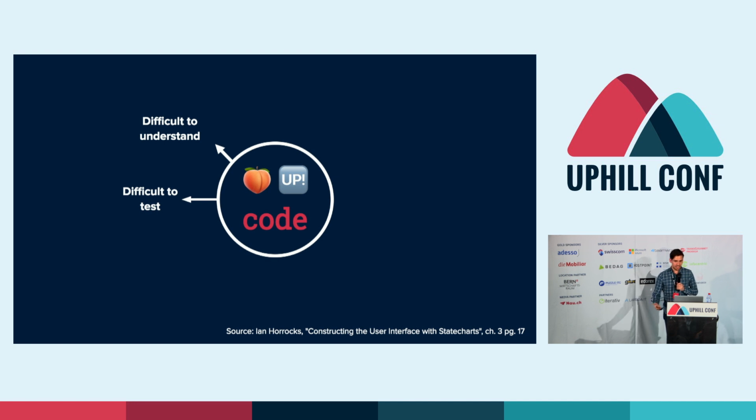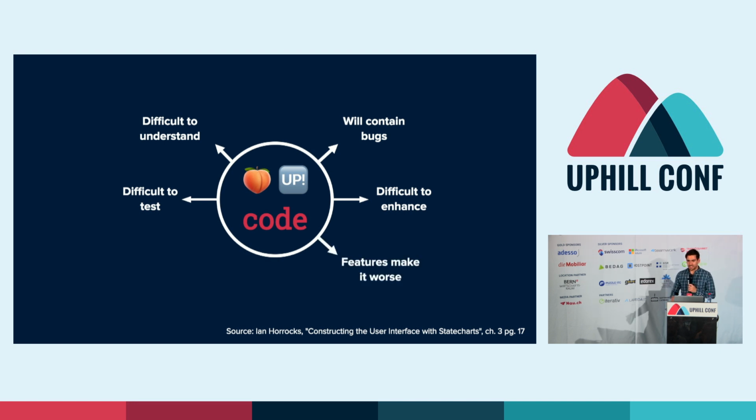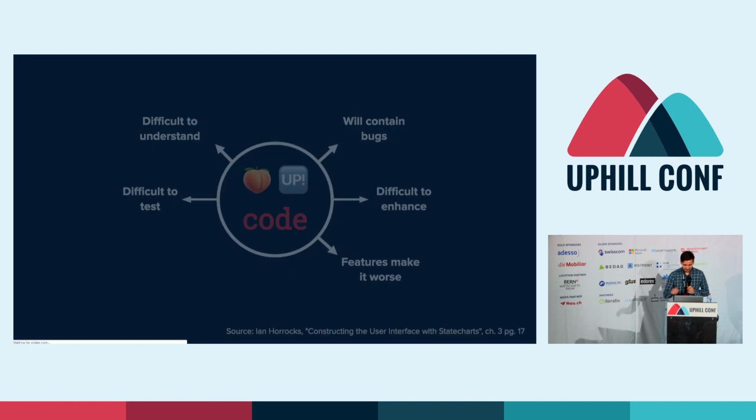If anyone were to ask you what features are part of the app or how the app works, you have to go through so many different files to understand it. So this means that it's very likely that your code will contain bugs, just because it's very hard to figure out where all of the logic in your app lives. This makes it very difficult to enhance and add features to your app, because when you do, you increase the complexity of your app, and in fact, features make it worse.